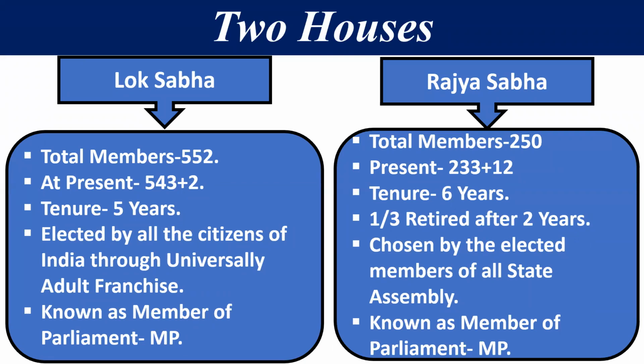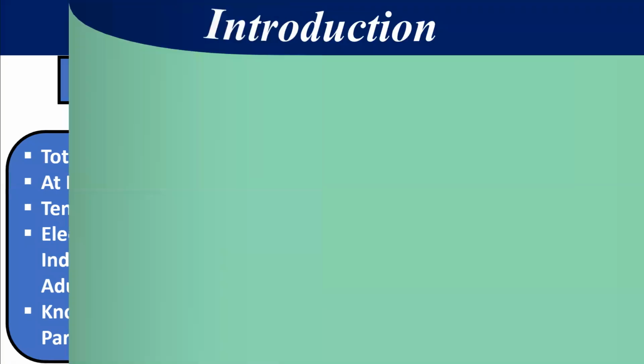And these members are also called MPs. These members are called MPs because they both belong to parliament. That's why they are called members of parliament. In parliament, Lok Sabha and Rajya Sabha members both sit there, right, friends? These are the parliament.